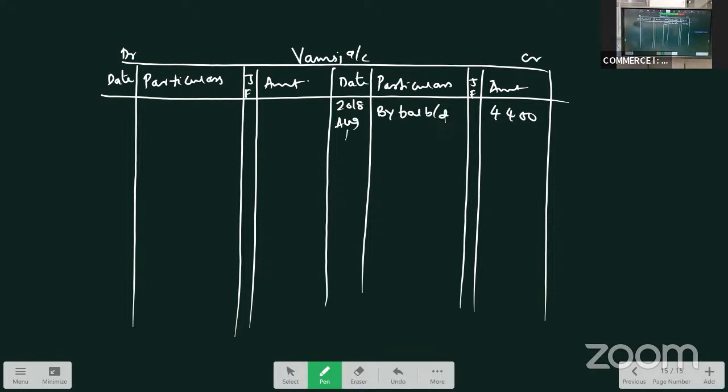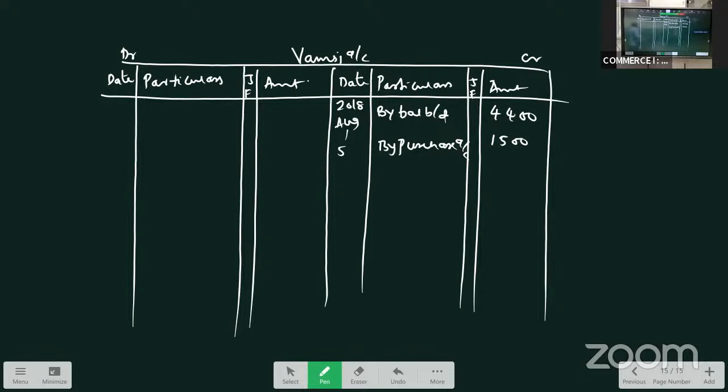Next, purchase goods from Vamshi. We are purchasing from Vamshi. So Vamshi is the giver. Giver is to be credited. So write it on the credit side. By purchases. How much? What is the amount given? Amount given is 1,500.